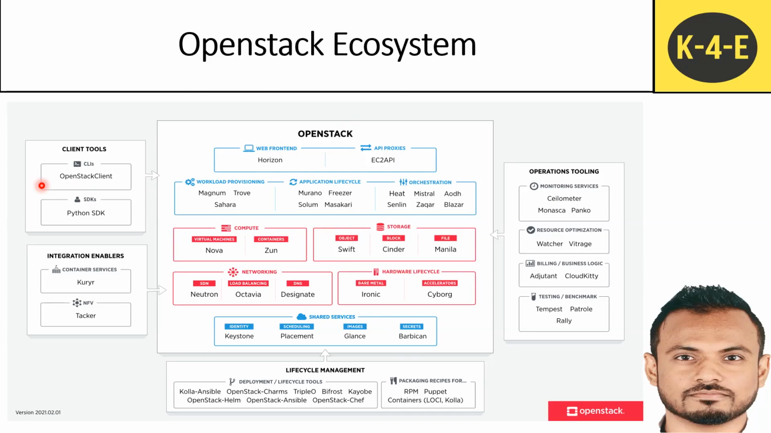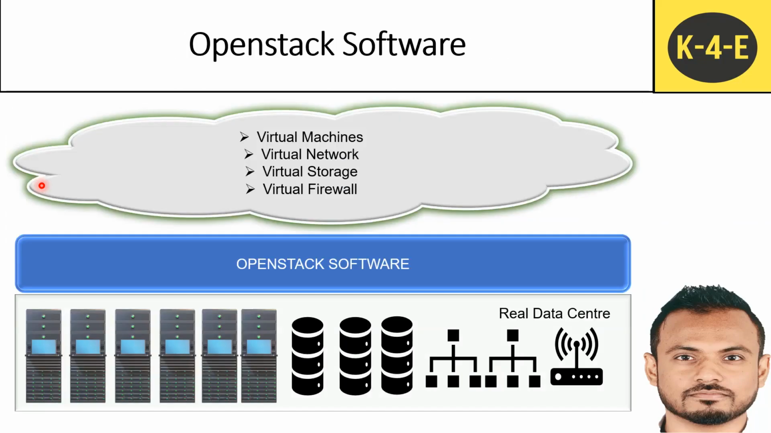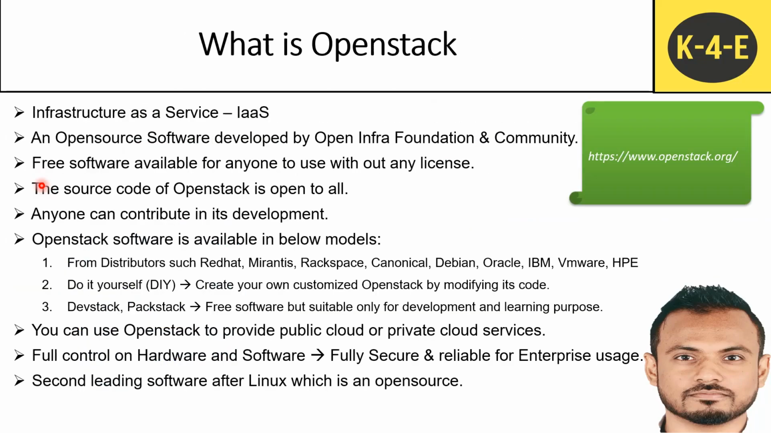Question? Krishna ji, Manish here. Yes, Manish. As you discussed in OpenStack, Red Hat, Mirantis and Rackspace are companies. Canonical, Debian, Oracle, what are they?